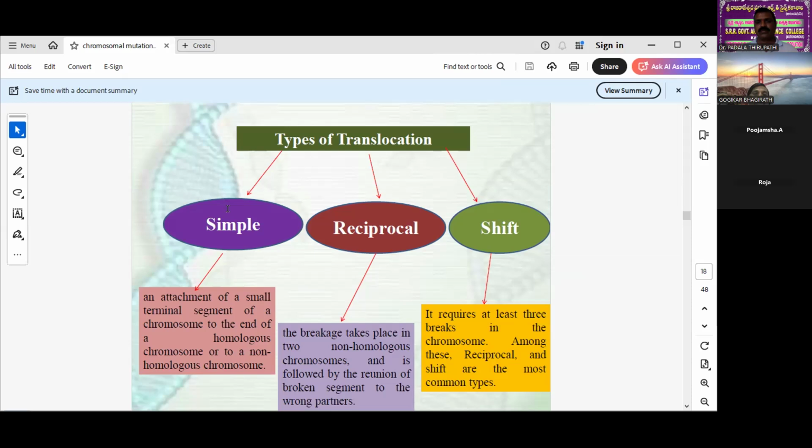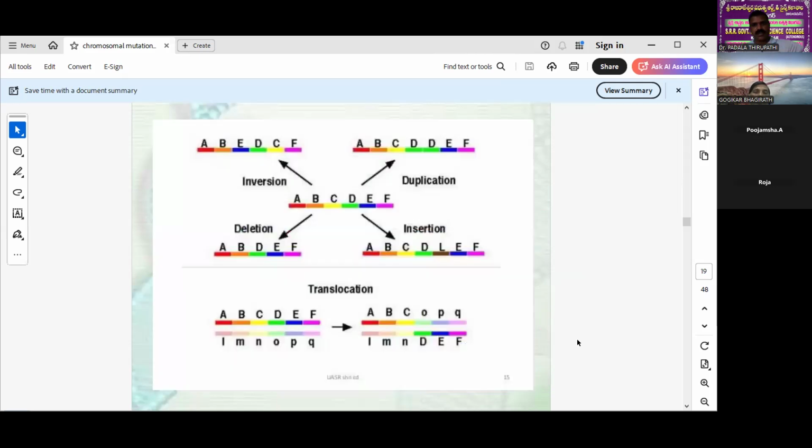Reciprocal means chromosome exchange, and shift requires at least 3 breaks in the chromosome. Among these, reciprocal and shift are the most common types. We can explain with the help of diagrams. It is easier to explain these translocations that way.